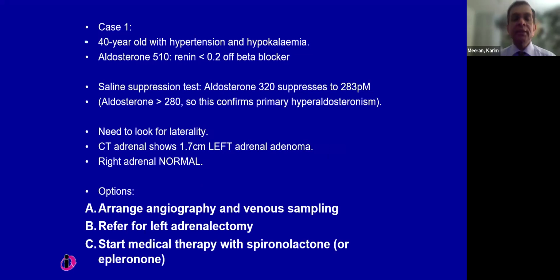So supposing you do the CT scan and you find a 1.7 centimeter left adrenal tumor, and your CT scan shows a nice normal right adrenal. So definitely the left is visible, a fairly good size, 1.7 centimeter lesion. Do you want to do an angiography and venous sampling? Do you want to say, look, let's take out that tumor that we can see, or do you want to just start medical therapy? So I'll let you all vote. Three seconds, choose on your phones.